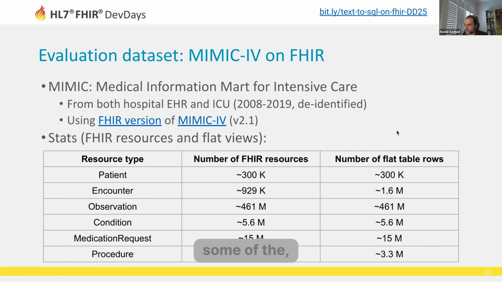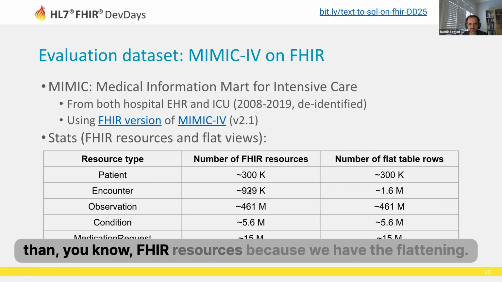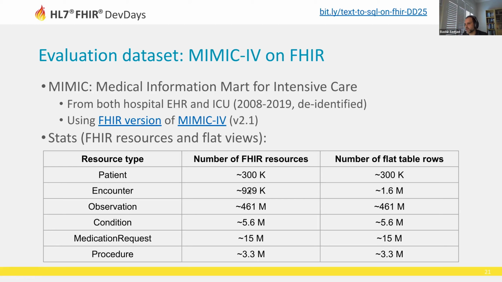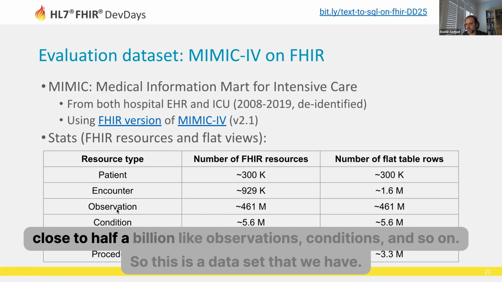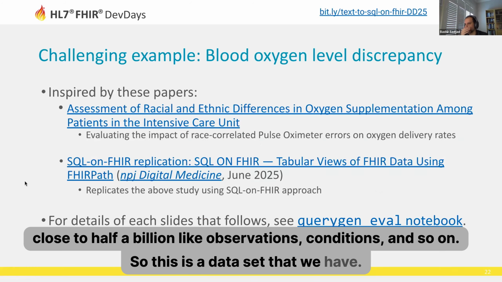Some of the tables have more rows than FHIR resources because of the flattening. There are close to 500 million observations, conditions, and so on. So this is the data set that we have.